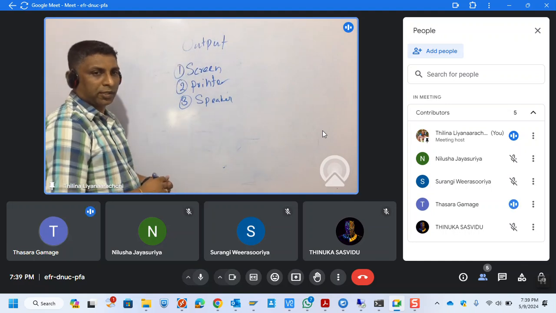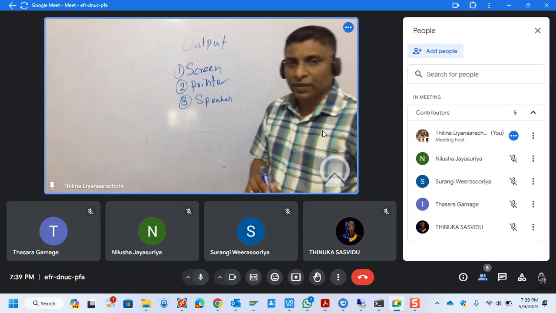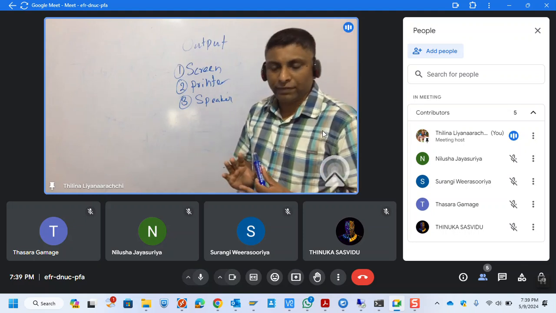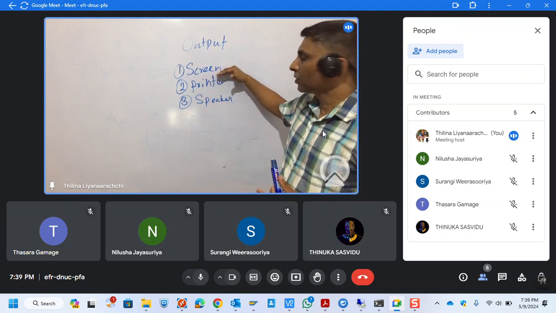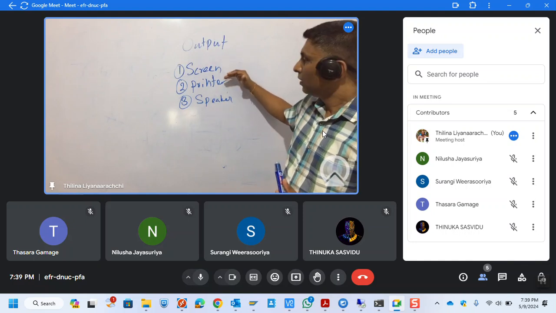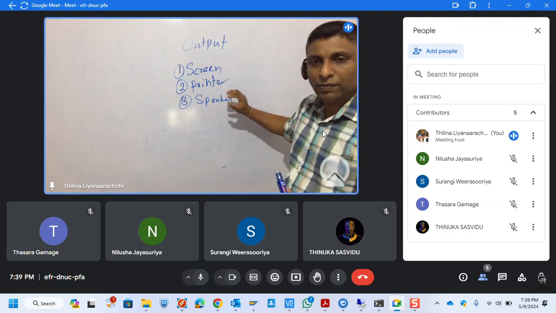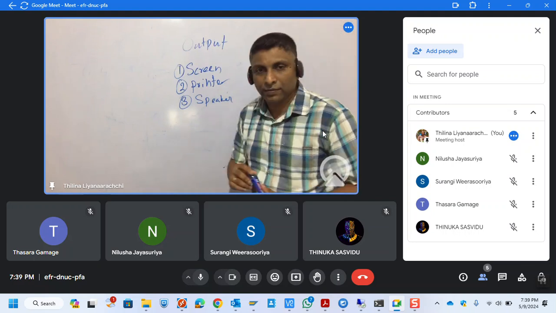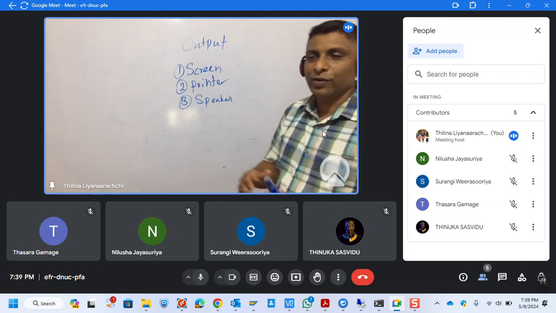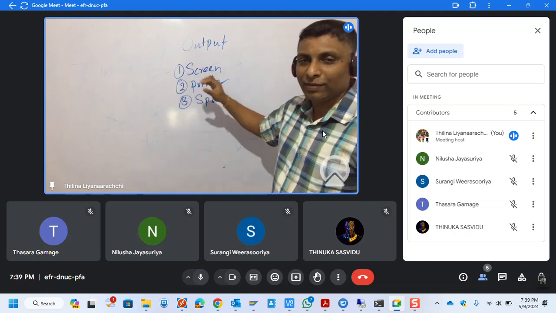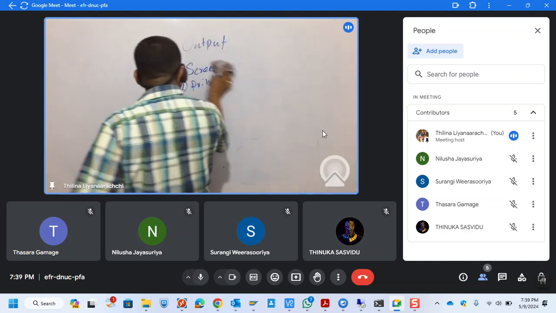So multimedia projector. Today we'll classify screens. In the screen segment we'll discuss a few things, the printer segment we'll describe further, and the speaker section we can elaborate. So screens, various types of screens. Grade 6, 7, 8, 9 output devices: screen, multimedia projector, monitor. So today they have divided this.